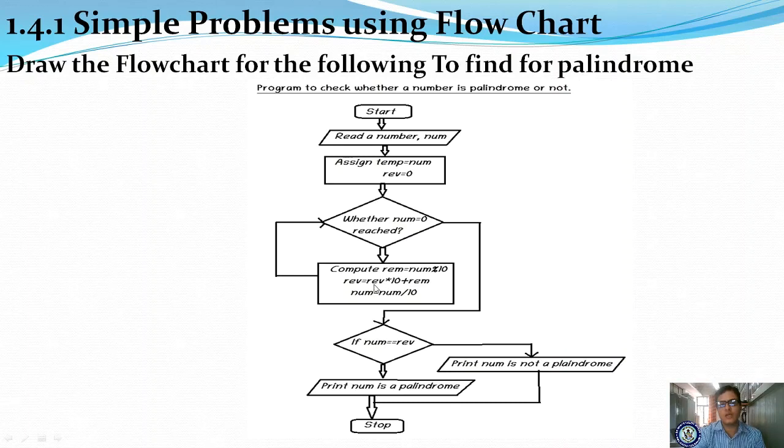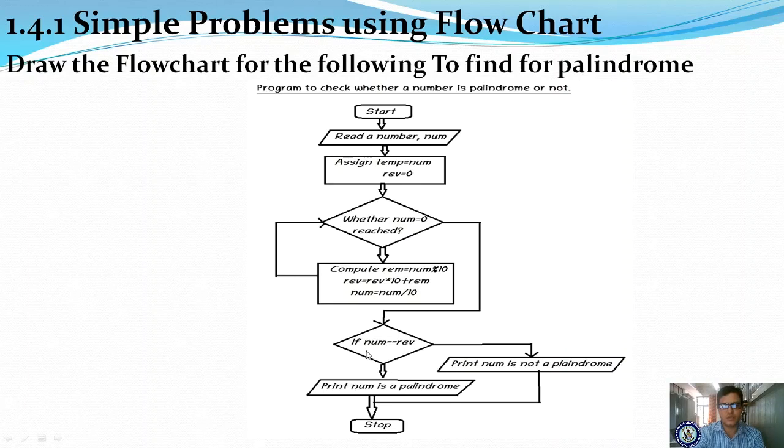In reverse, 11 into 10 is 110, plus 1 is 111. So where am I storing this? In reverse. And for the further process, 1 by 10 means 0. It will come here: 0 greater than 0? Condition false. It will come here.